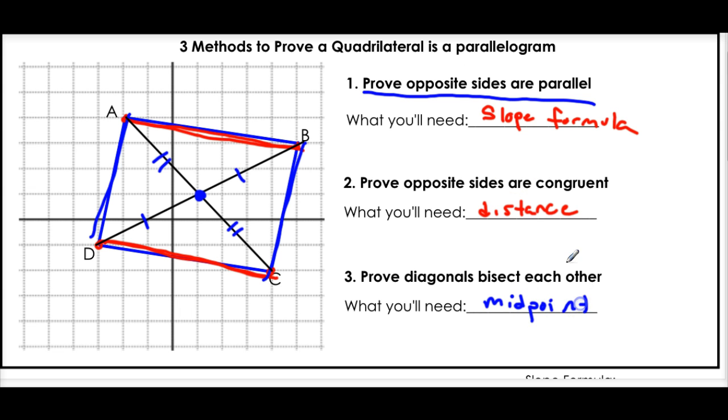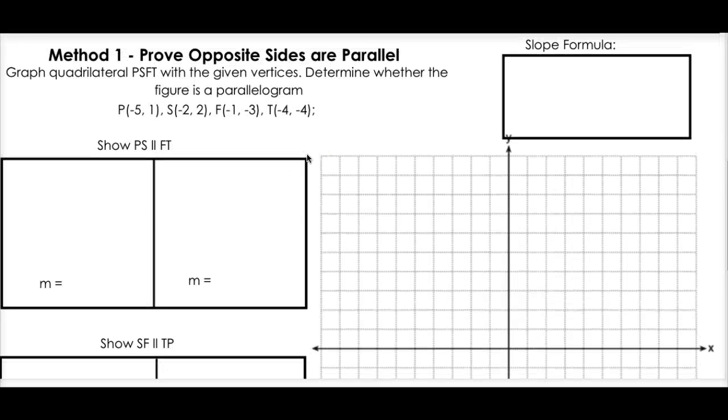So using these three properties, opposite sides are parallel, opposite sides are congruent, and diagonals bisect each other, I can prove that a figure is a parallelogram. But I only need to use one of these three methods. We'll go through all three today. All right, let's start with method one, prove opposite sides are parallel.